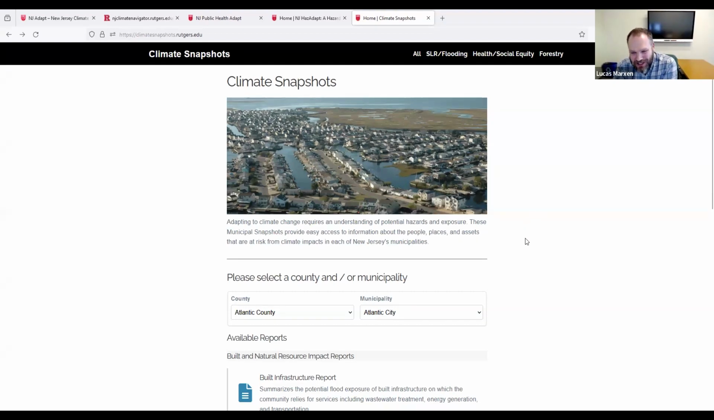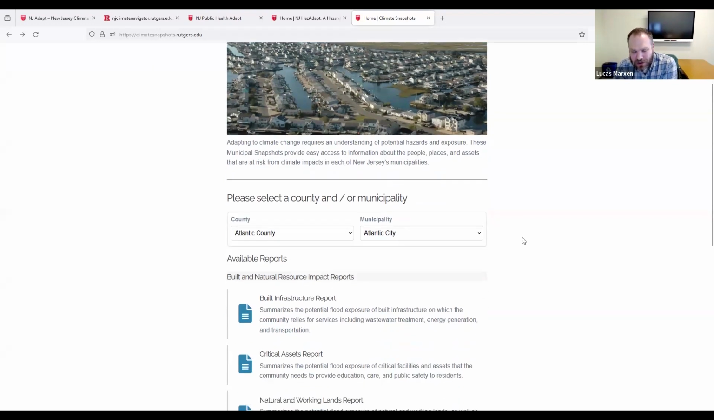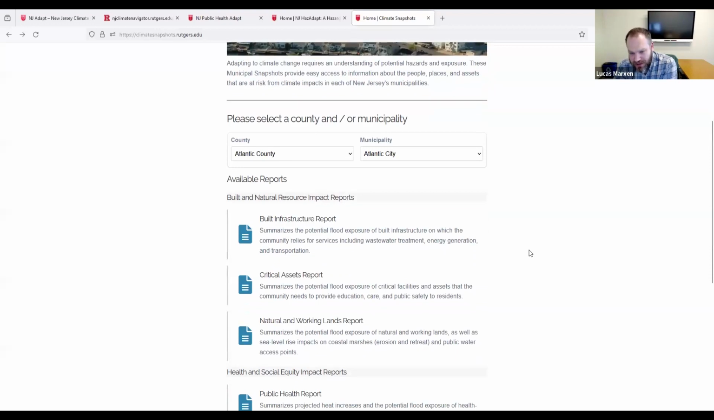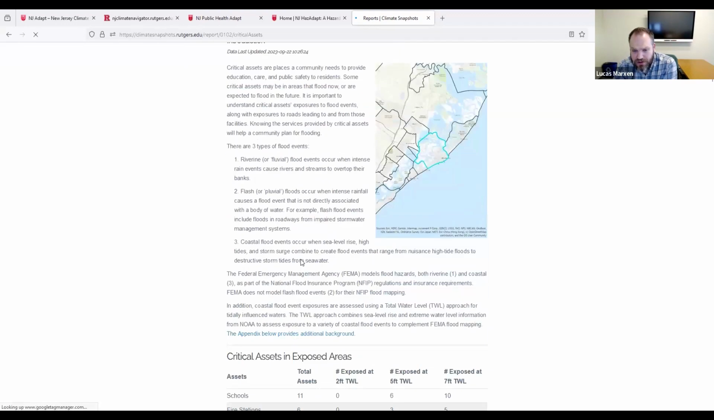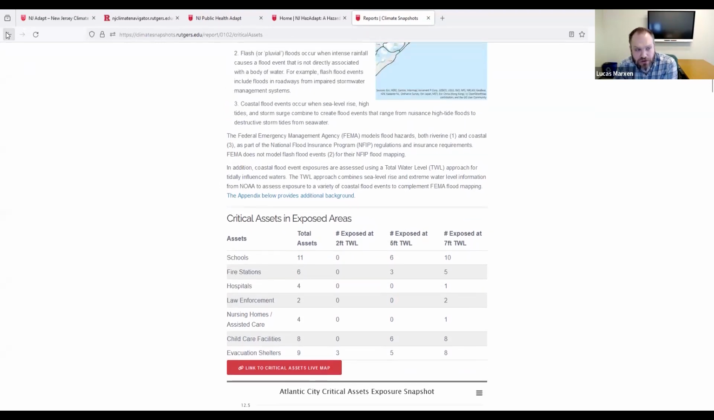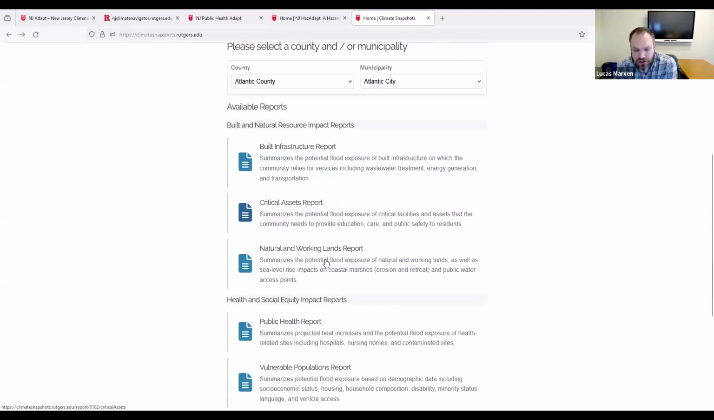Our climate snapshots, we've made an update to these to include 5 feet of sea level rise as part of them. Previously, they included 2 and 7 feet, and then the FEMA flood zones. Given the DEP guidance of using 5 feet of sea level rise for the year 2100, we felt it was important to make sure that our snapshots reflected that information. And so now if you go into any of our reports, you may have seen this previously already, but we've included the 5 feet of total water level inundation to look at the impacts for those as well. So we include those for both the critical and built infrastructure.